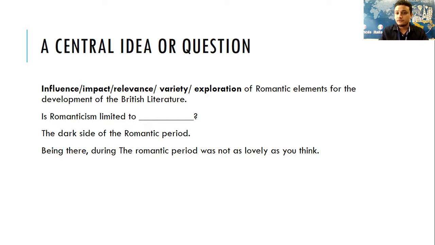Another option is the dark side of the romantic period, and then you start developing dark romanticism. Or you can say something like, being there during the romantic period was not as lovely as you think. These are just examples, and then you're going to explore more of the social aspect, the cultural aspect, the upheavals, the civil wars, the monarchy. So these are some examples of how you can build your central idea, and you can write it down in the Word document, right? I'm just giving you examples.